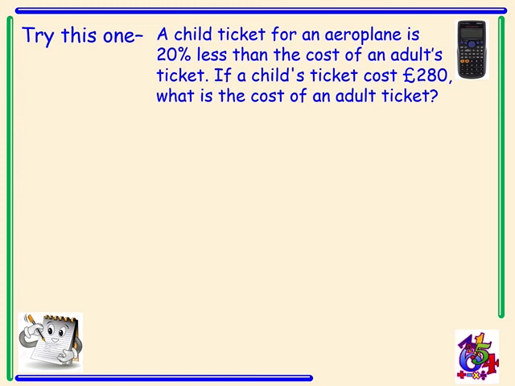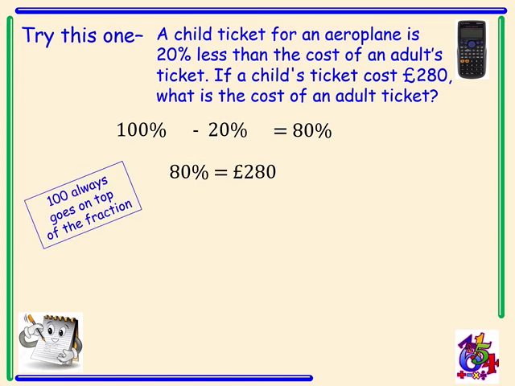Here we have a child's ticket for an aeroplane that is 20% less than the cost of an adult's. The child's ticket costs £280 and what is the cost of the adult ticket? If it's 20% less, 100 minus 20 is 80%. So the £280 is 80%. We want to work back to 100. So 100 over 80 times £280 will give us an answer of £350.